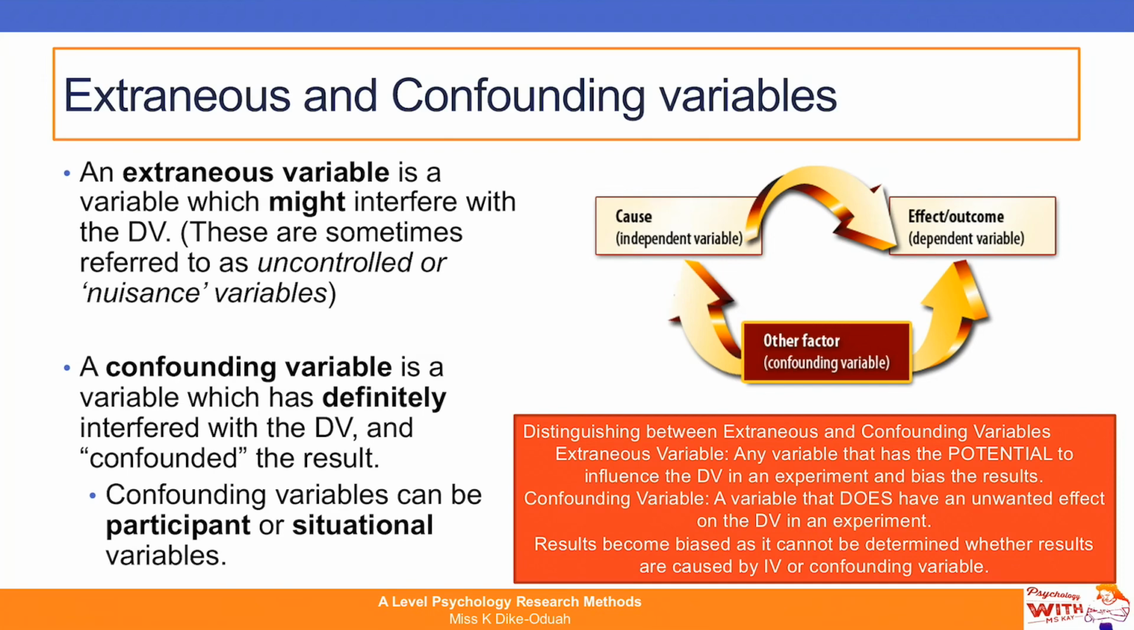So have a look at the information in the red box, distinguishing between extraneous and confounding variables. Extraneous variable: any variable that has the potential to influence the dependent variable in an experiment and bias the results. Confounding variable: a variable that does have an unwanted effect on the dependent variable in an experiment. The results become biased as it cannot be determined whether results are caused by the independent variable or confounding variable.